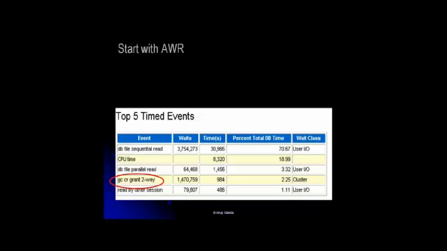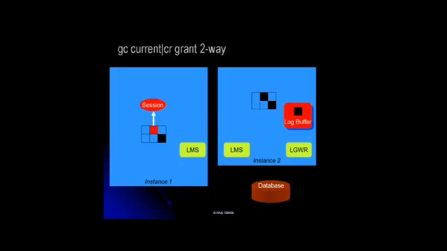Next one. Let's understand what GC CR grant 2-way really means. Let's say I have two different instances, instance 1 and instance 2. Some session wants to read some block from the disk to the buffer cache because it's not found. Does it mean it can go and grab it? No. It has to go and ask for the block ownership to be granted to it, or to get an exclusive right on the block by the lock manager.